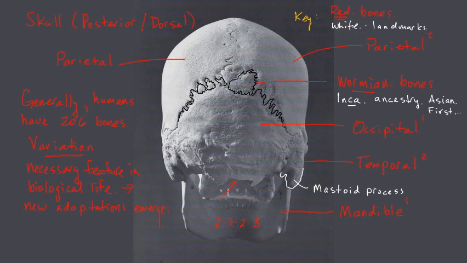The other thing I wanted to point out was this area that we're seeing right here on the occipital bone. This is called the nuchal crest, sometimes referred to as the occipital protuberance.